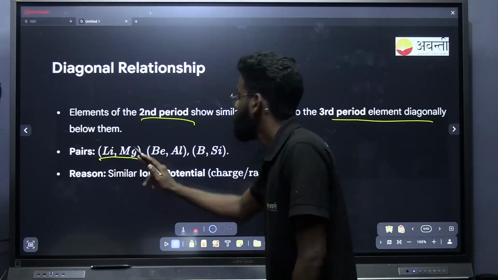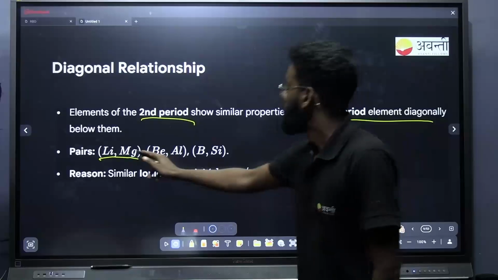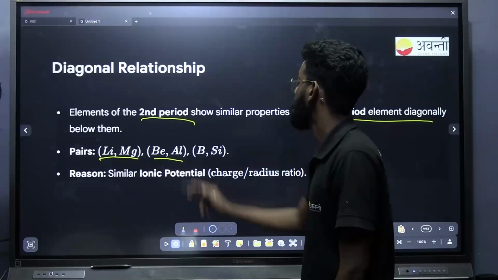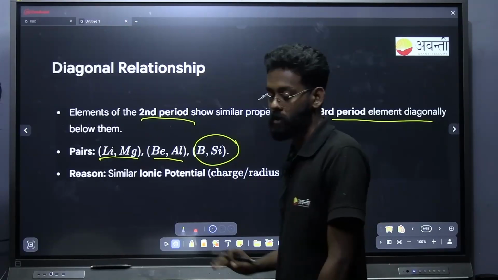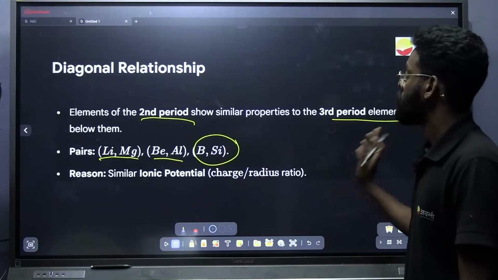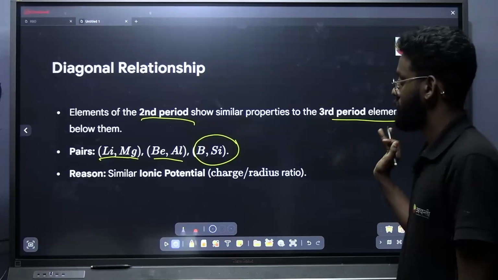Lithium will be showing similarities with the magnesium. Beryllium will be showing similarity with aluminium. Boron will be showing similarity with the silicon. Remember these pairs. If any questions asked, you can answer it very easily.